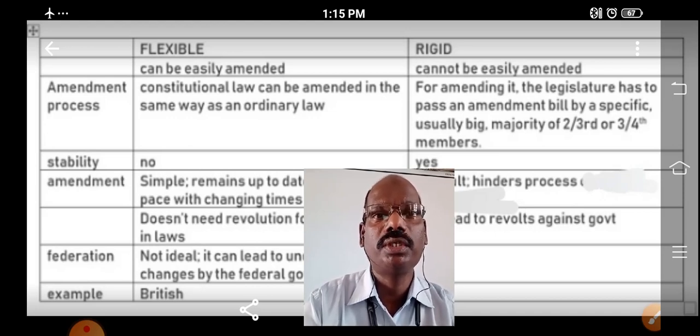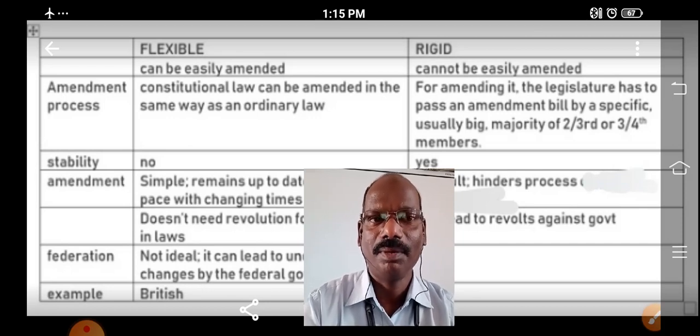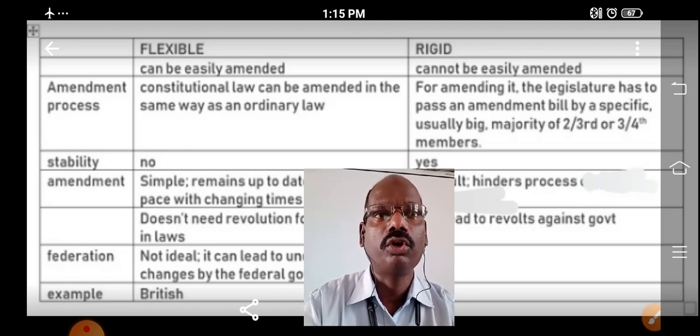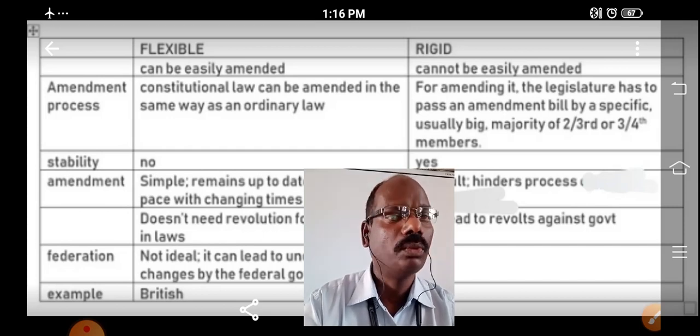So a flexible constitution can be easily amended. We can use the term amendment here. A rigid constitution cannot be easily amended. There are some processes for making any amendment in that constitution. Then what is the amendment process? In the case of a flexible constitution, constitutional law can be amended in the same way as an ordinary law. Any law we make, we can change.